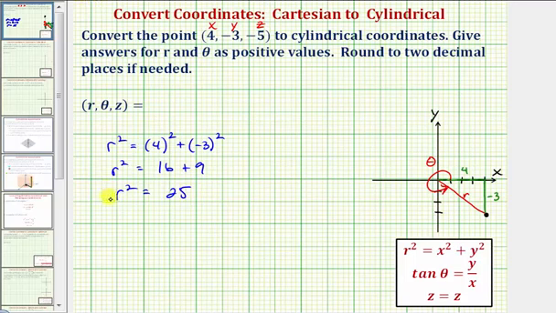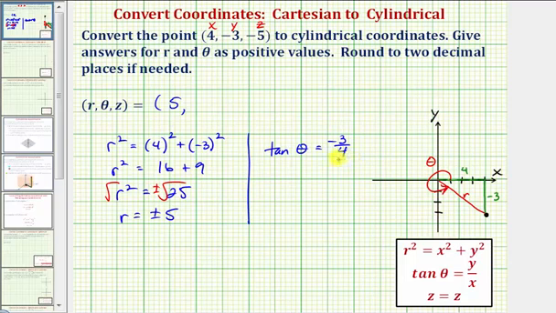And then we'll take the square root of both sides of the equation. Notice here we'll have two solutions for r equals plus or minus 5. We are asked to use a positive value for r though, so we'll use r equals 5. Remember, if we use a negative value for r, then we'd plot the point in the xy plane in the opposite direction of our angle theta. Next, to find theta, we'll use the equation tangent theta equals y divided by x. So we have tangent theta is equal to y divided by x would be -3 divided by 4, or -3/4.